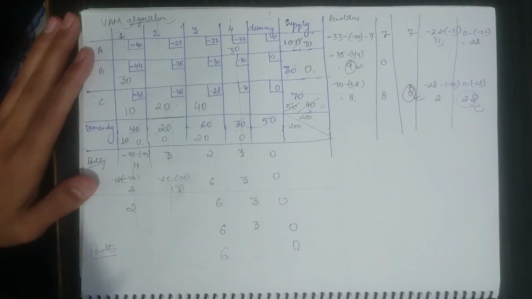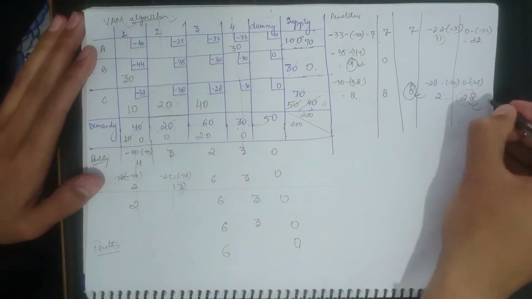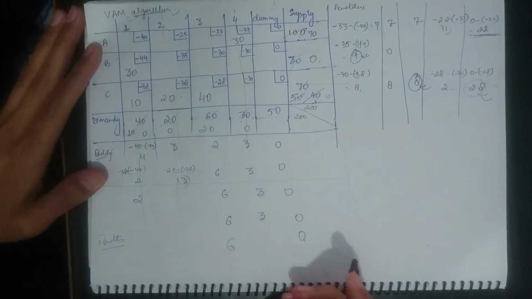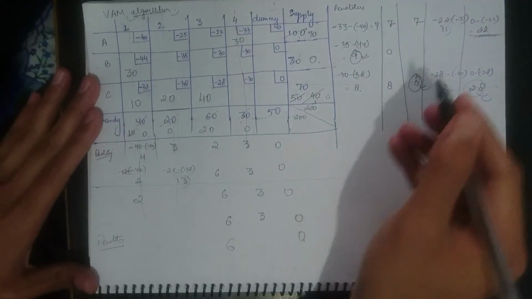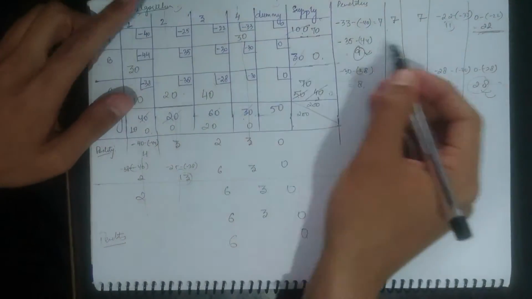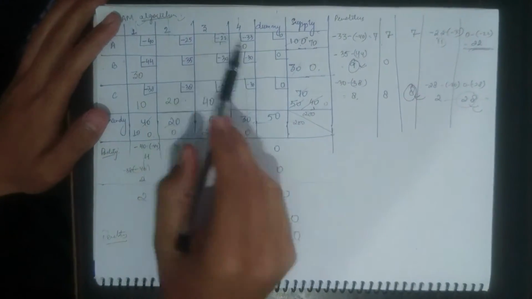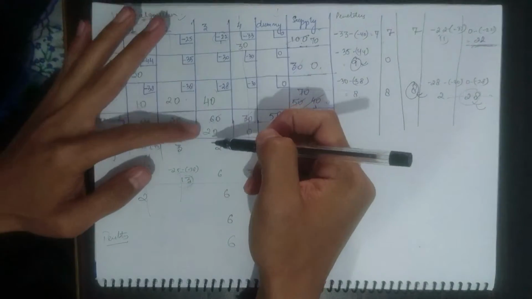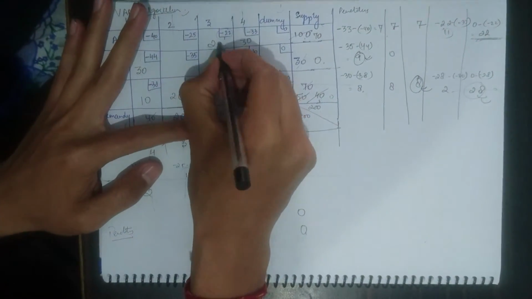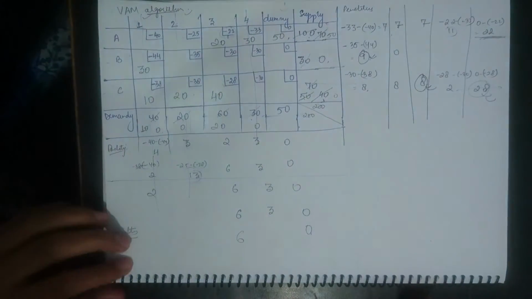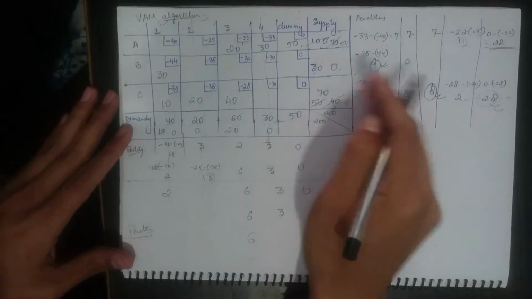Now we have only one row and two columns, so we can just skip these tabs, and first we'll solve this one. We can give it 20 or 70. Yeah, 20. Now 50 is left, and 50 can be in here. The VAM algorithm is now completed.